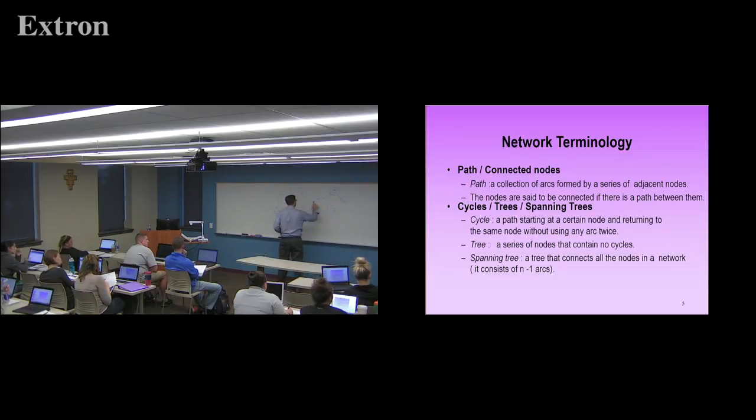A tree is a series of nodes that contains no cycles. So this is now a tree because there are no cycles in it, and this is also called a spanning tree because it's a tree that connects all the nodes in a network. If I had a network that looked like this, this would no longer be a spanning tree because it's not all connected. So just some terminology that goes along with this.